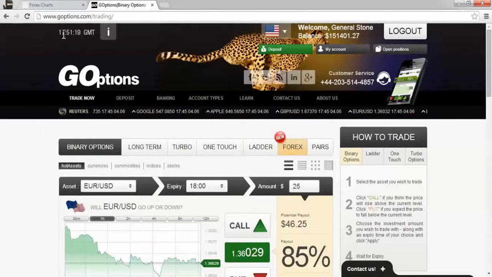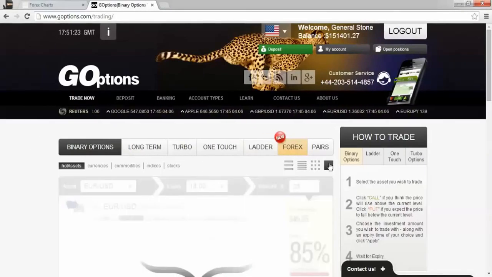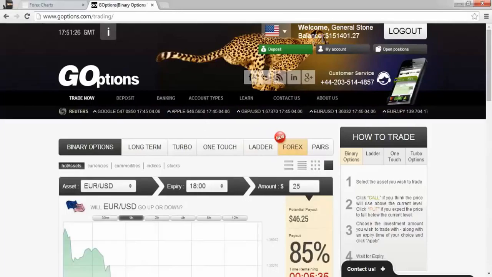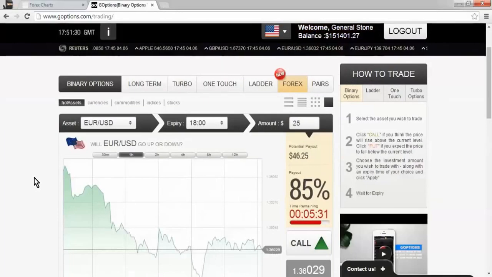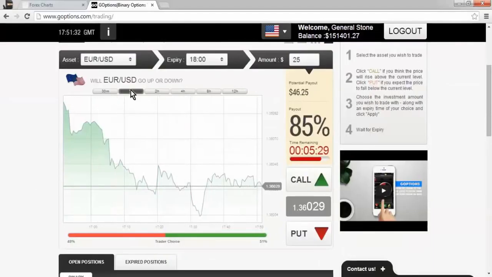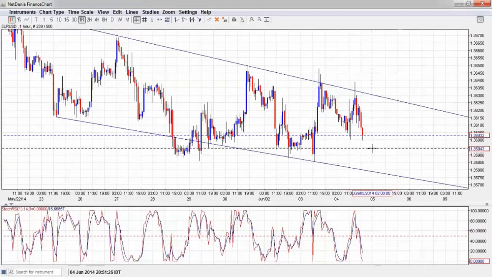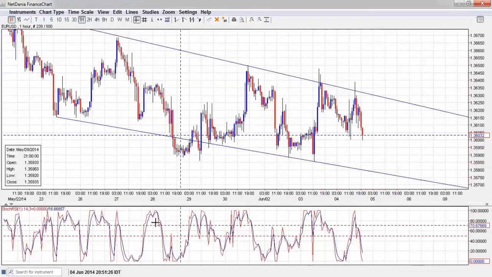We can see it's 5:51 p.m. GMT. I'm going to get over to the focused view that I like to trade with, and you can see my balance is where we left it yesterday, 151,000 and some change. Looking at the next available expiry in just 8.5 minutes time, I can see the current market price is just about 136.032.